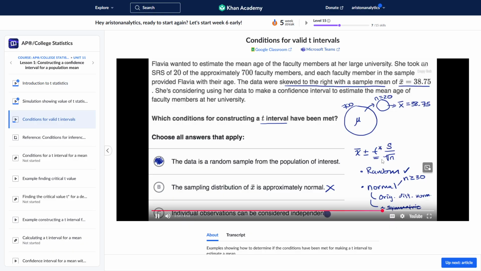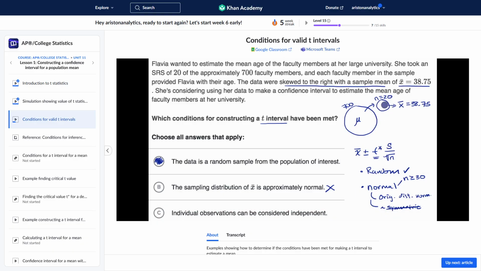So there's two ways to meet this constraint. One is if we sample with replacement. Every faculty member we look at, after asking them their age, we say, hey, go back into the pool, and we might pick them again until we get our sample of 20. It does not look like she did that. It doesn't look like she sampled with replacement.